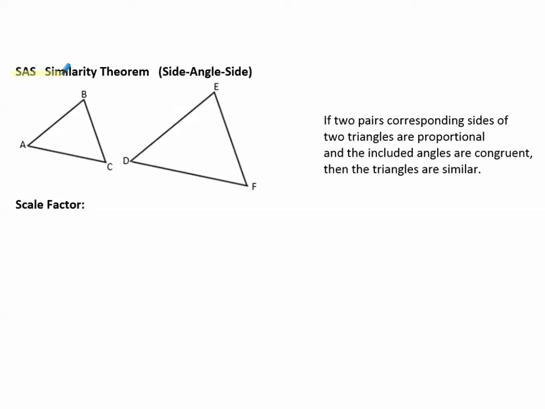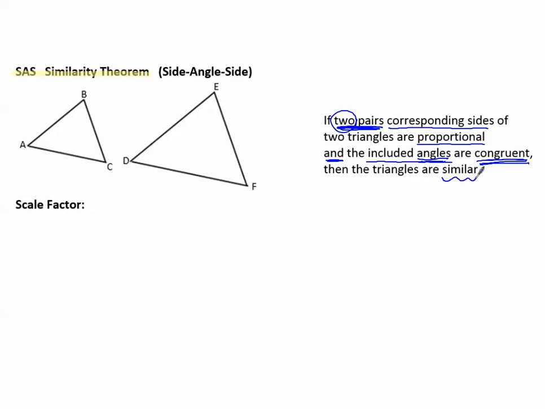Side angle side similarity theorem. SAS for side angle side. This one is a combination of the previous 2. If 2 pairs, so just 2, of corresponding sides of 2 triangles are proportional and the included angles are congruent, because of course angles have to be congruent, then the triangles are similar.